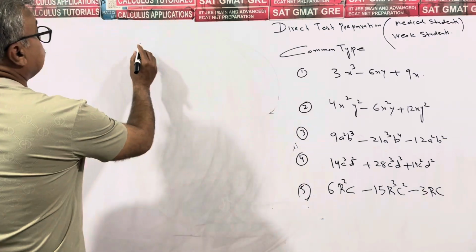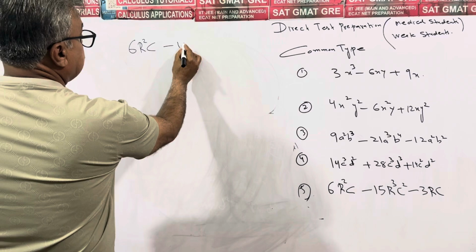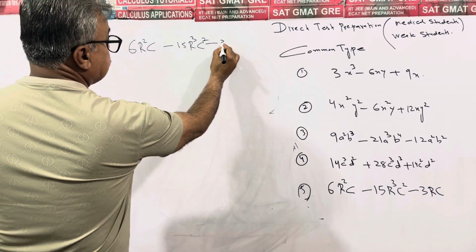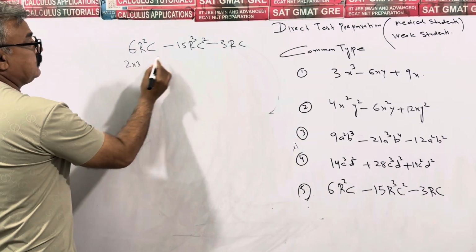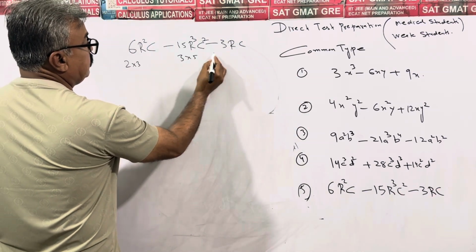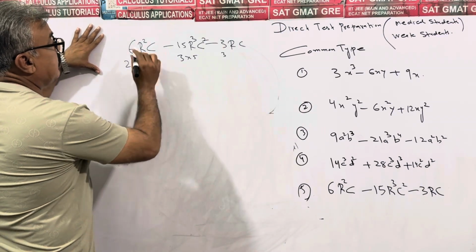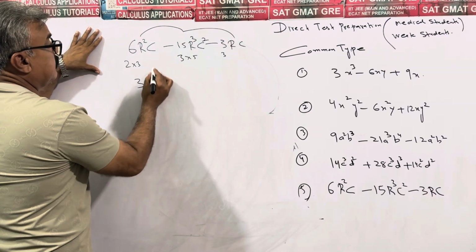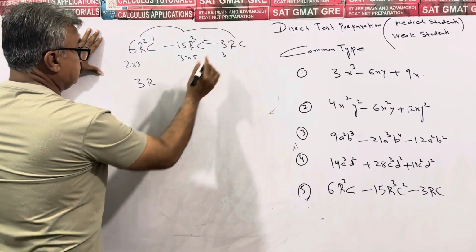Final question. 6 times r square c minus 15 times r cube c square minus 3rc. Okay, cool. 6 can be written as 2 into 3, 15, 3 5s are 15. There is only 3. So 3 is our common factor. What is the minimum power of r? There is r cube, r square, r power 1. r power 1. What is the minimum power of c? That is c1. There is also c1.